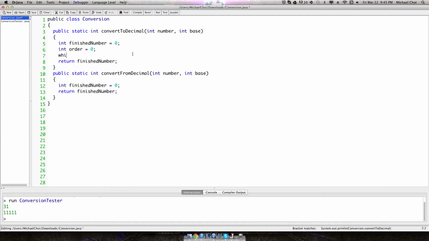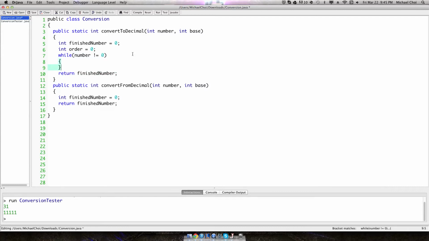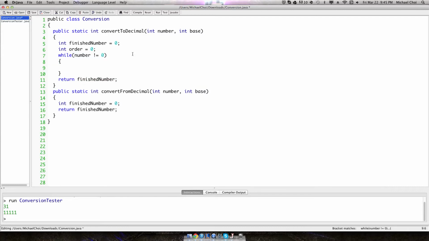The way we're going to do that is through a while loop, and we're going to say while number is not equal to 0, and I'll explain that in a second. Actually, let's try to figure out, here, I'll print something out and then I'll explain it right after.